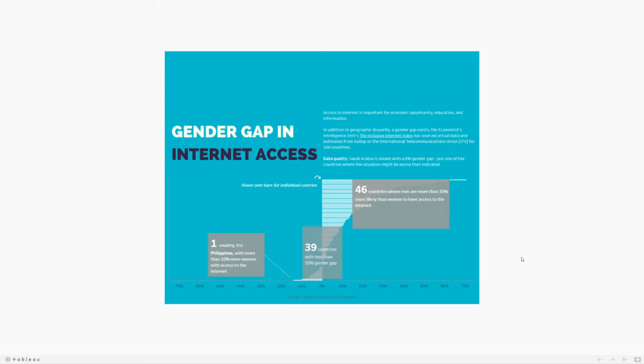So this data is essentially a calculation, developed by the Economist Intelligence Unit. It's calculating the gap, the difference in access to the internet and access to mobile phones between men and women. For example, in this viz, I think that's probably Pakistan right at the top there, up in the 70th percentile. That means there's a gap of 70%: men have 70% more access to the internet than women do in Pakistan, and the same with mobile phones.